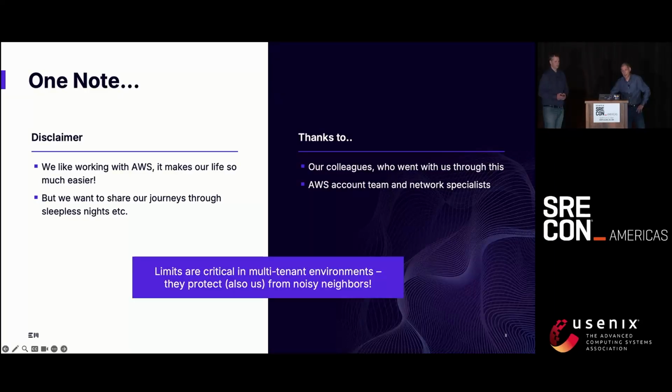And thanks a lot for our colleagues who helped us throughout this journey. And thanks a lot for the AWS account team as well as the network specialists whom we work closely together whenever necessary. And why are these limits important? So limits are there to protect us from the neighbors. But the neighbors are protected from us as well. So we have to understand where these limits are and when they can potentially hit us.